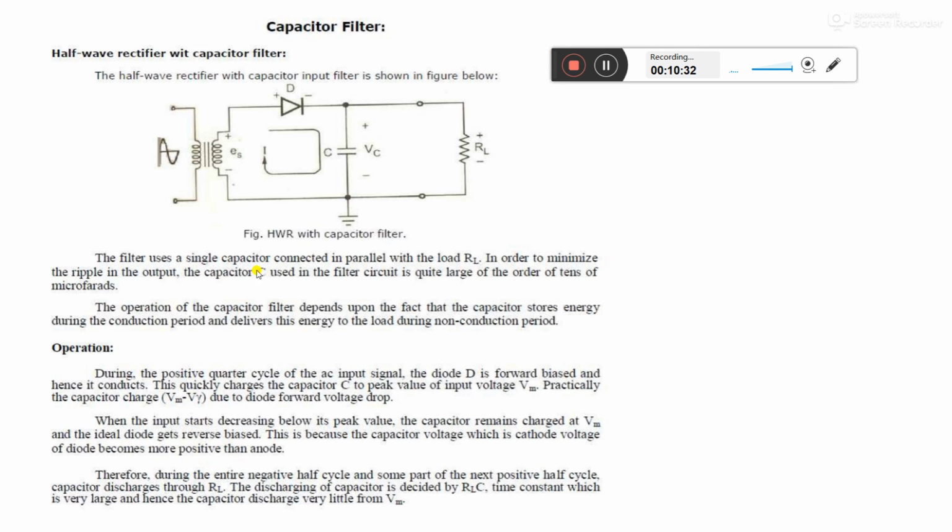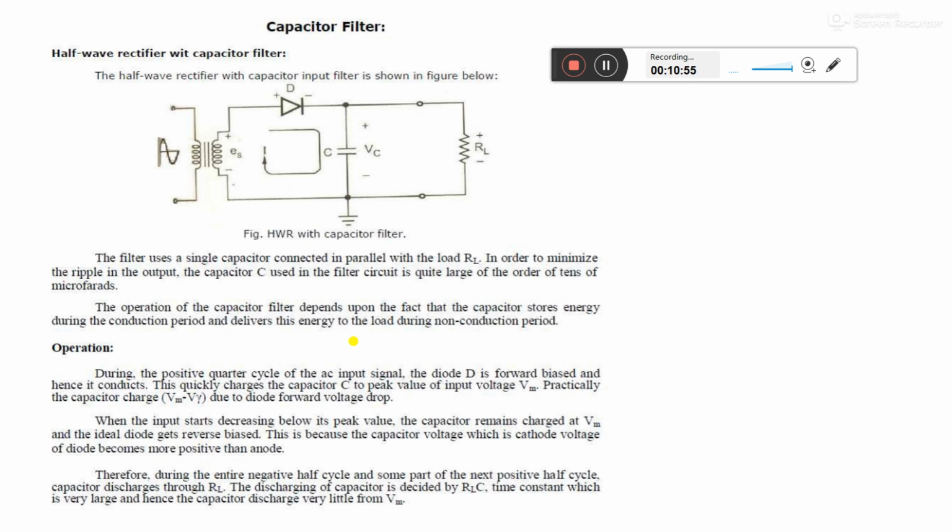A high value capacitor is used here. The operation of this capacitor filter depends upon the fact that the capacitor stores energy during the conduction period and delivers this energy to the load during the non-conducting period.